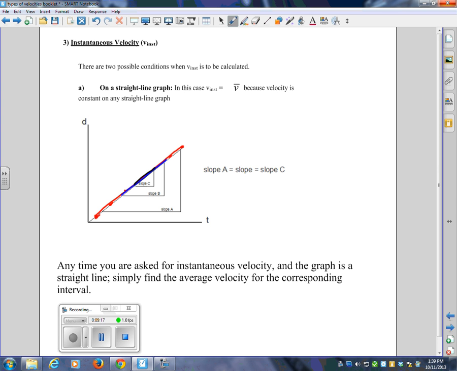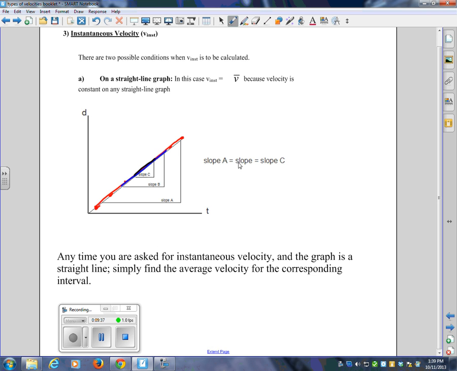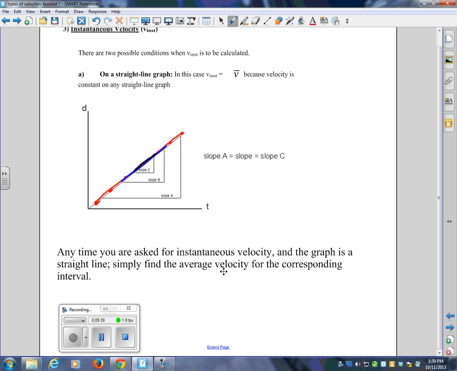They're all the same. So if I'm asking you to find instantaneous velocity on a straight line graph, you just find the slope. You can pick any 2 points you want. Most kids pick the endpoints, but you don't have to. Does that make sense? Am I speaking Chinese? I'm good? I can't speak Chinese. Anytime you're asked for instantaneous velocity in the graph of a straight line, simply find the average velocity for the corresponding interval.